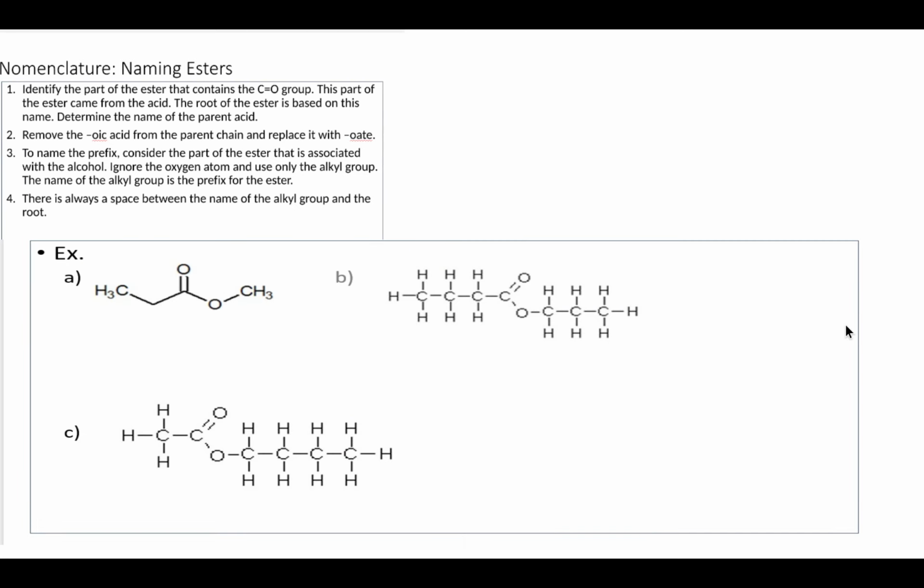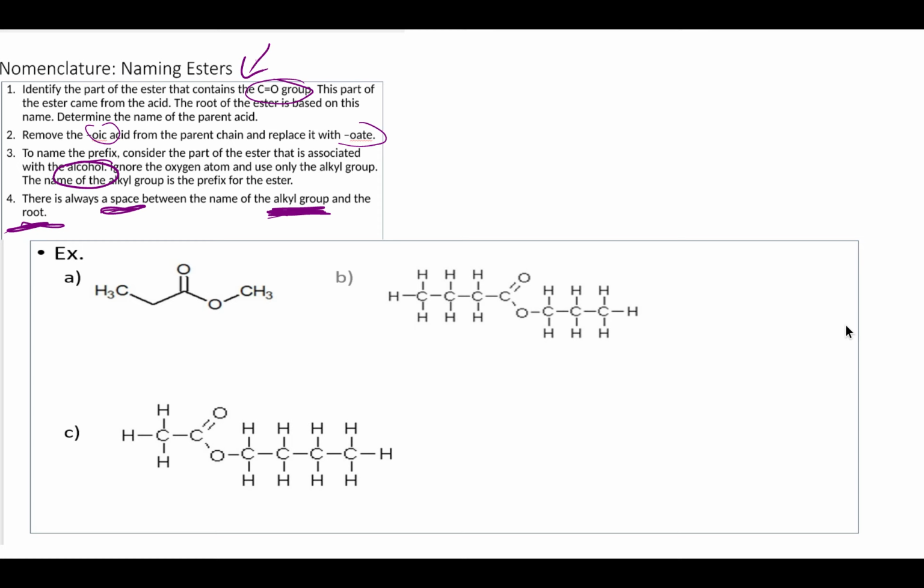So when it comes to naming, I know this is a little bit small here, but you want to identify the part of the ester that has the OH group. That is the part of the ester that came from the carboxylic acid, and it is going to be the root. Now you drop the OIC from the carboxylic acid and replace it with OATE. Then the prefix is essentially similar, but the prefix is coming from the alcohol. So you'll name it as a side group. And then there is a space between that alcohol side group and the root name.